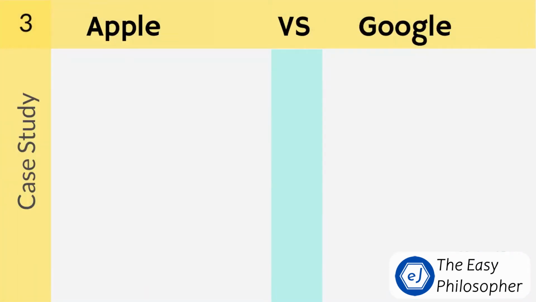Case Study 3: Apple versus Google. Almost everyone is equipped with a mobile phone in today's digital world, and there are two major companies vying to control the market. Apple operates on its own iOS system, while Google developed the Android system, allowing various companies to use it in their mobile phones.